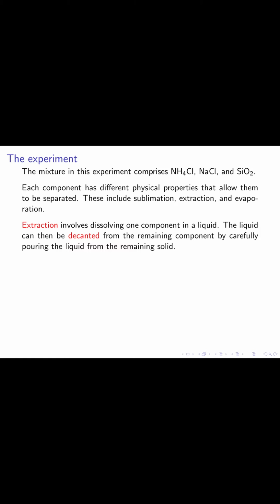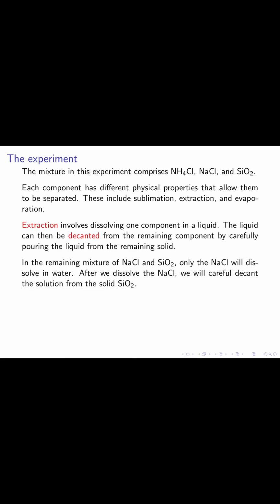Extraction involves dissolving one component in a liquid while leaving the other component as a solid. The liquid can then be decanted from the remaining component by carefully pouring the liquid from the remaining solid. In the mixture remaining after the ammonium chloride has been sublimated, we have sodium chloride and silicon dioxide remaining. Only the sodium chloride will dissolve in water. After we dissolve the sodium chloride, we will carefully decant the solution from the solid silicon dioxide.